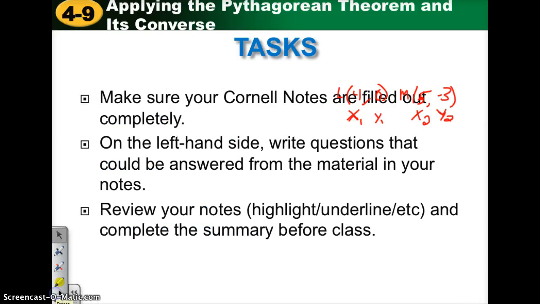That's it. Make sure you filled out your notes. If you have questions, put those on the left-hand side. Otherwise, come up with good quiz questions to have there. Review your notes and complete the summary before class.